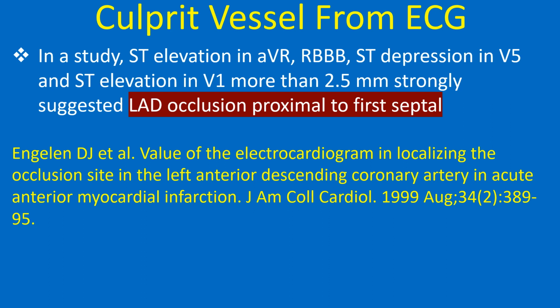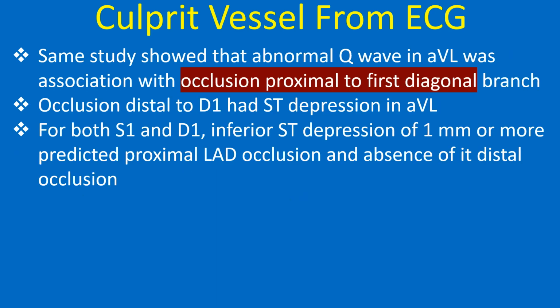In a study, ST elevation in AVR, RBBB, ST depression in V5 and ST elevation in V1 more than 2.5 mm strongly suggested LAD occlusion proximal to first septal. Same study showed that abnormal Q wave in AVL was associated with occlusion proximal to first diagonal branch. Occlusion distal to D1 had ST depression in AVL.